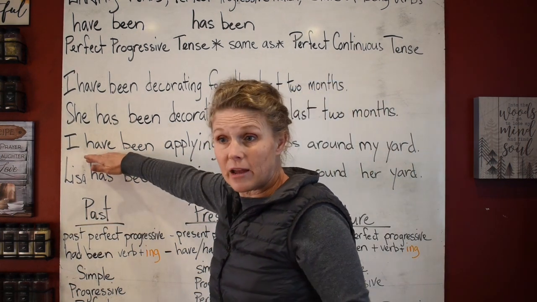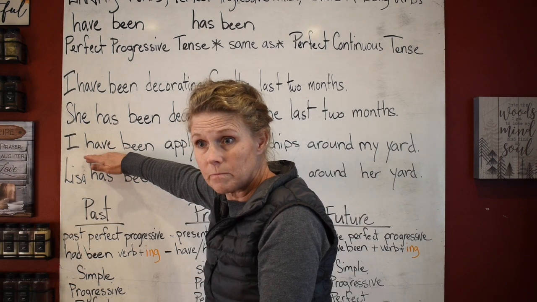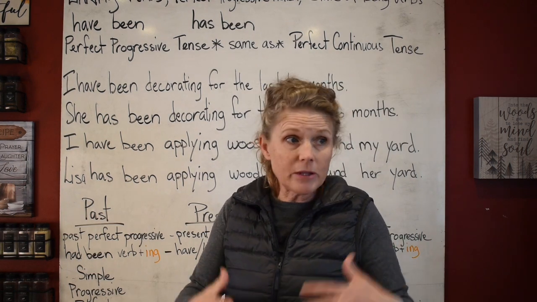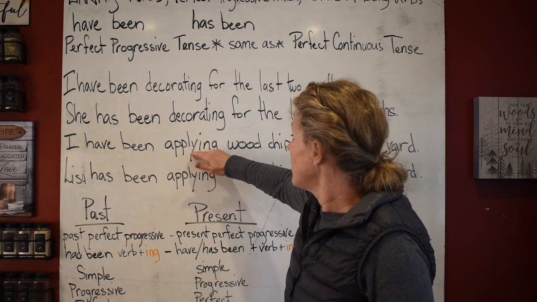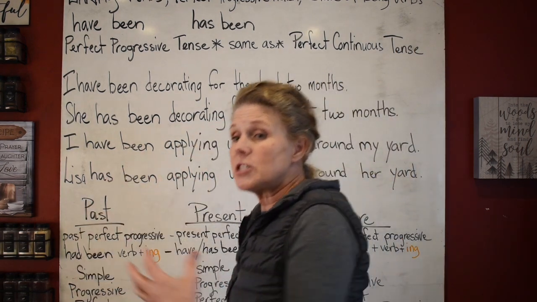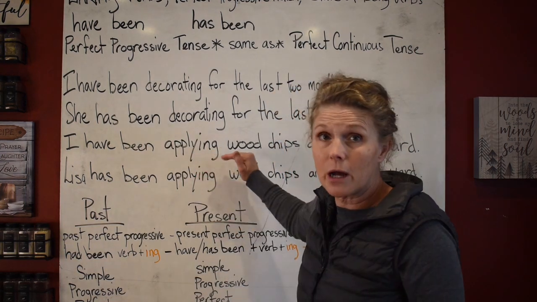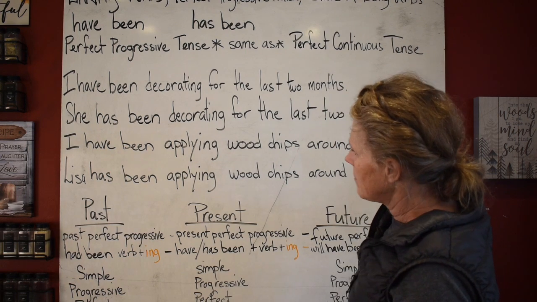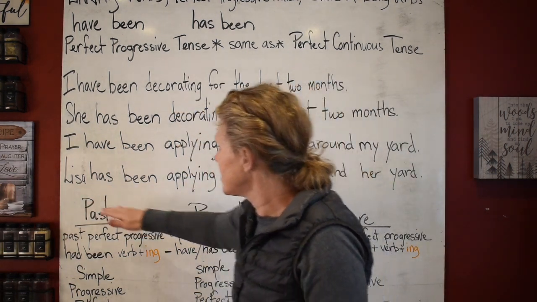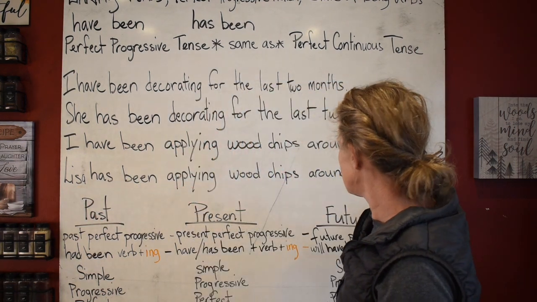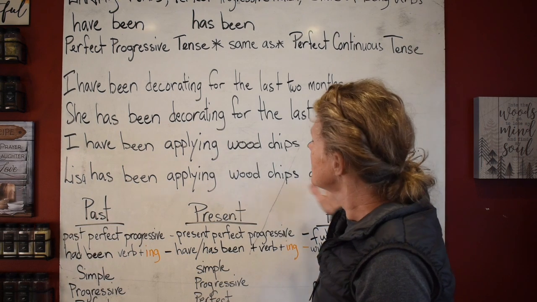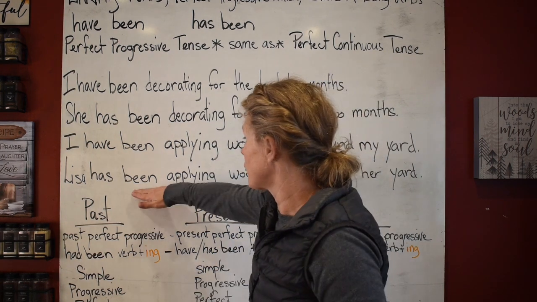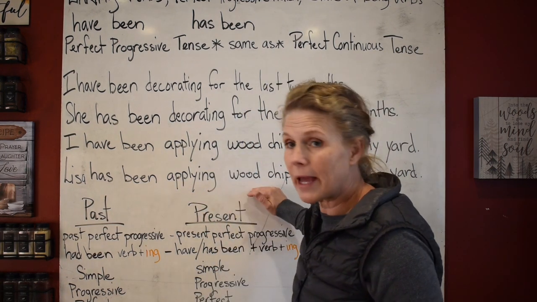So this says I've been doing it in the present, right? But, yeah, I'm done for right now. I've been doing it. And the progressive says it's a continuing action, right? I'm not done applying wood chips. So that's what that means. The same thing here. We could say we have been applying wood chips around our yard, right? Same thing here. It's a continuing action still. It's over, it's done, but we can start it up again.